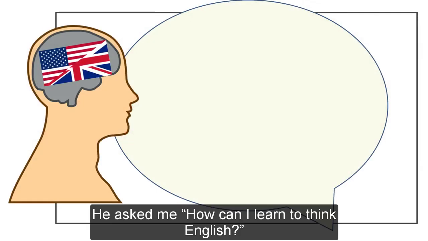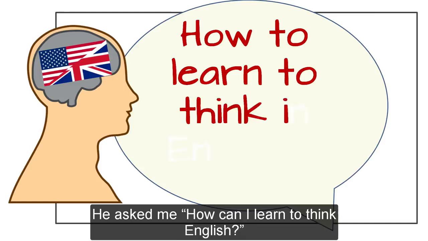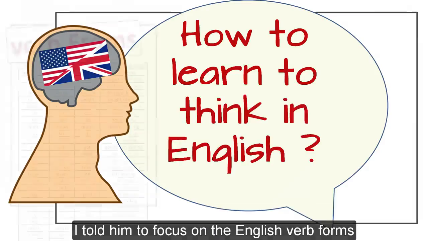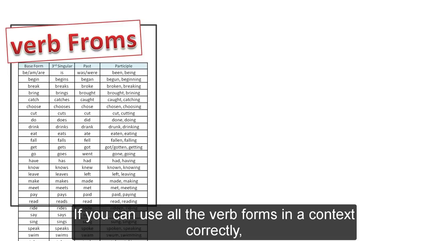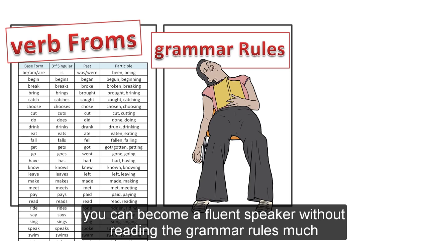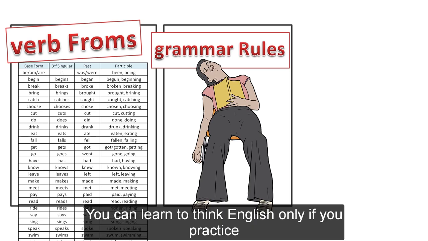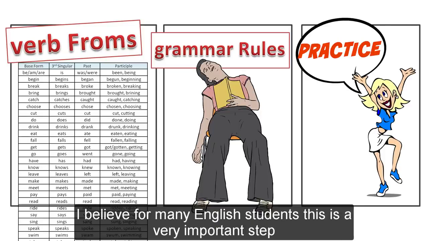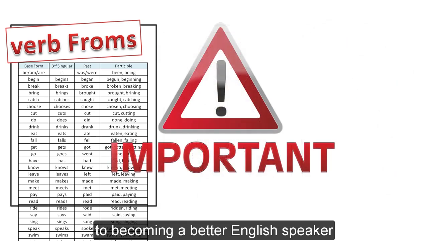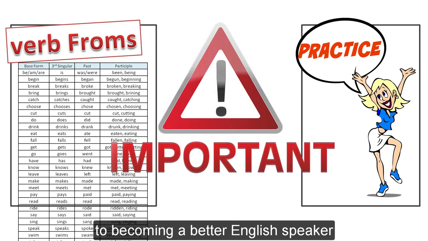He asked me, "How can I learn to think English?" I told him to focus on the English verb forms. If you can use all the verb forms in a context correctly, you can become a fluent speaker without reading the grammar rules much. You can learn to think English only if you practice. I believe for many English students, this is a very important step to becoming a better English speaker.